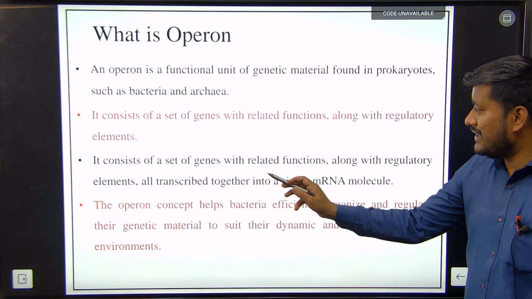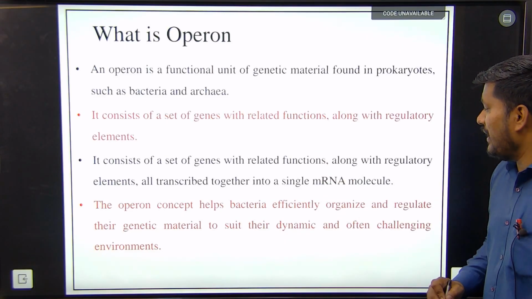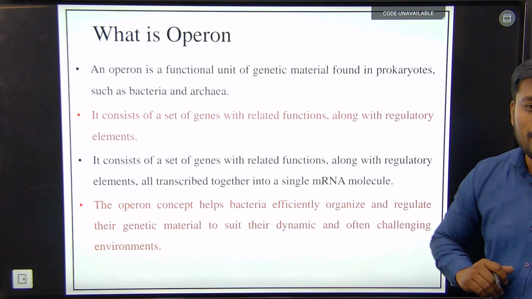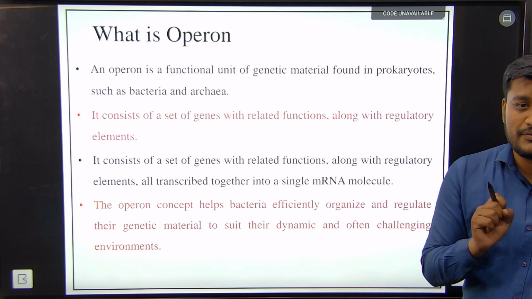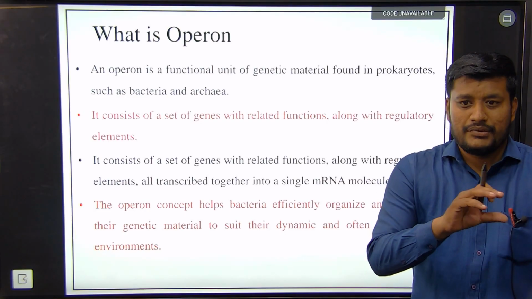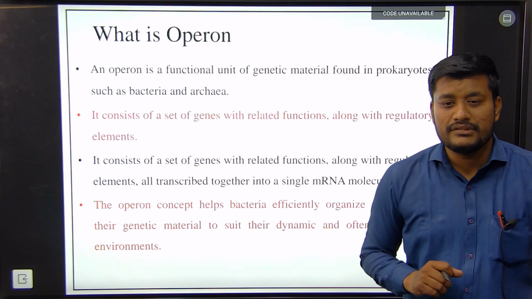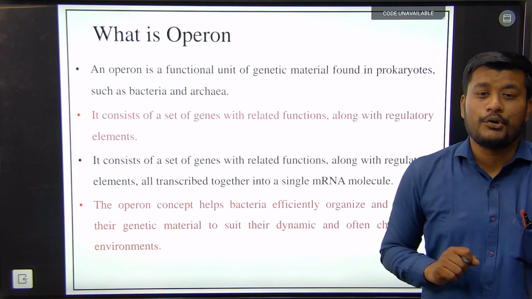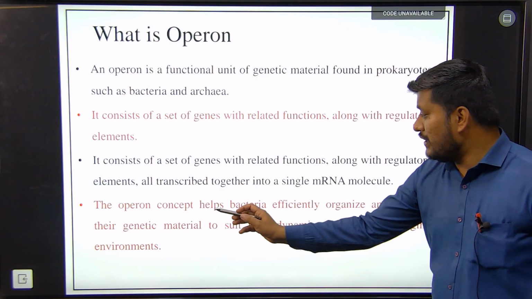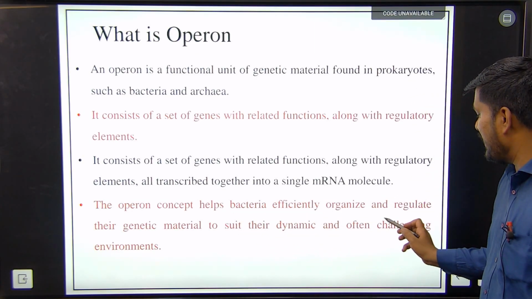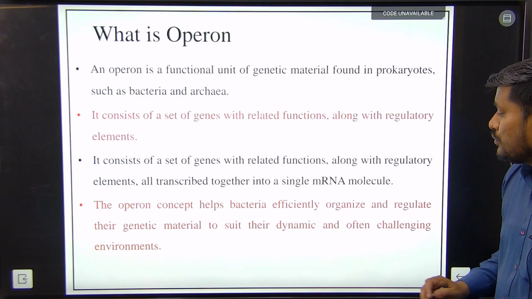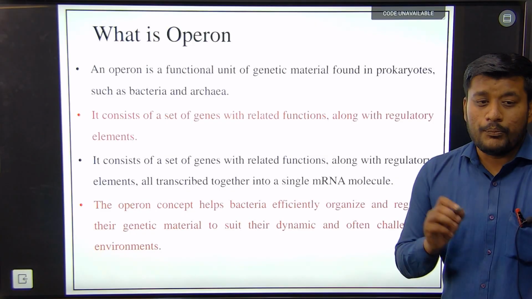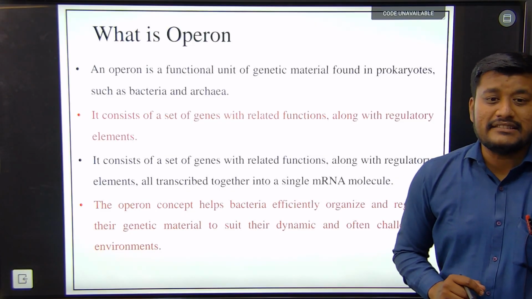So it consists of a set of genes with related function along with the regulatory elements, all transcribed together into a single mRNA molecule. That means there are some set of genes arranged in the operon in double stranded DNA, and it will be converted into single stranded mRNA, and after formation of mRNA there is a formation of bacterial important protein from the operon. The operon concept helps bacteria efficiently organize and regulate their genetic material to suit their dynamic, often challenging environment. That means operon helps bacteria to adjust to the environment.